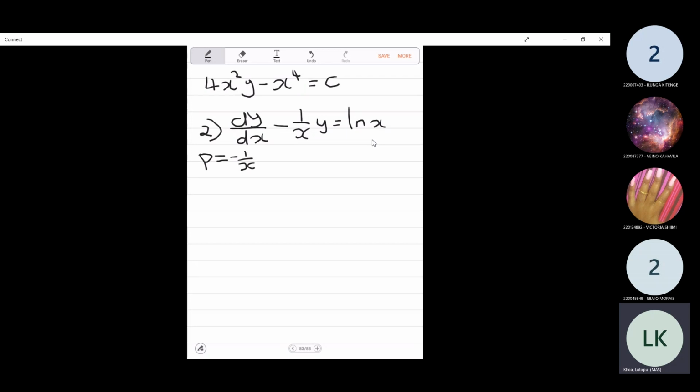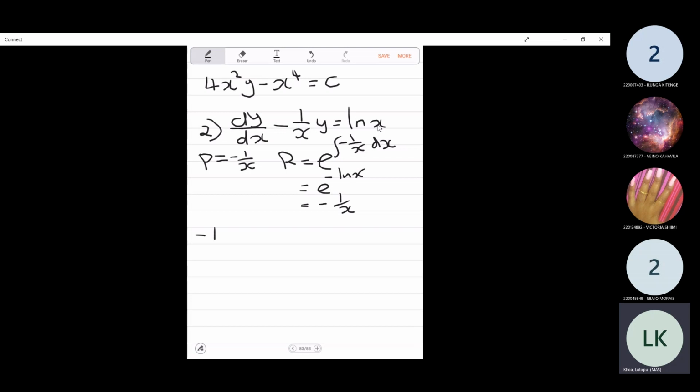And then we work out our integration factor. R is equal to e to the power of the integral of minus 1 over x dx. And this is e to the power of minus ln of x, which is minus 1 over x. So I have my integration factor. I'm going to multiply everything by that integration factor.